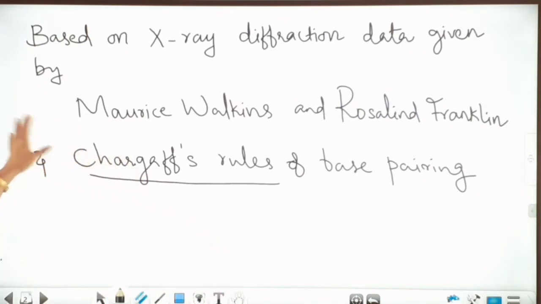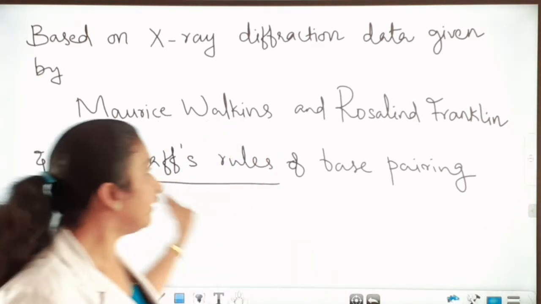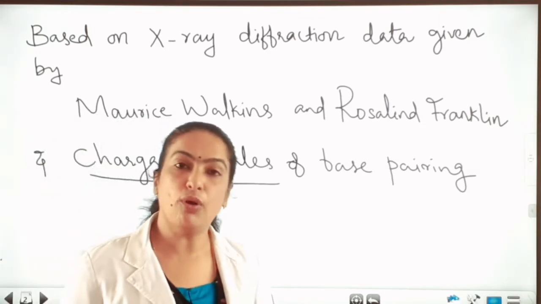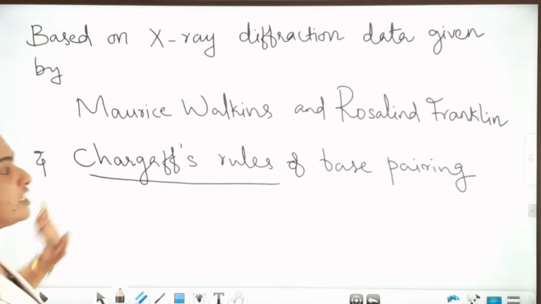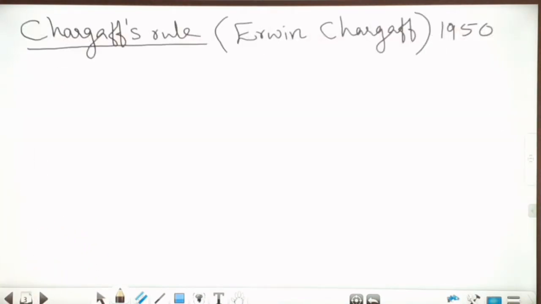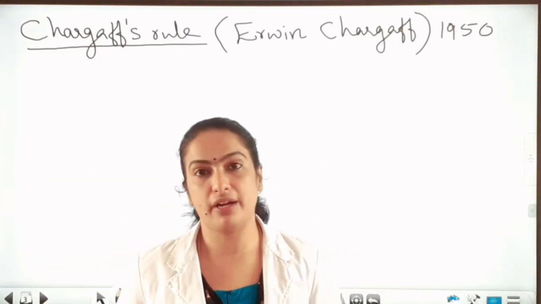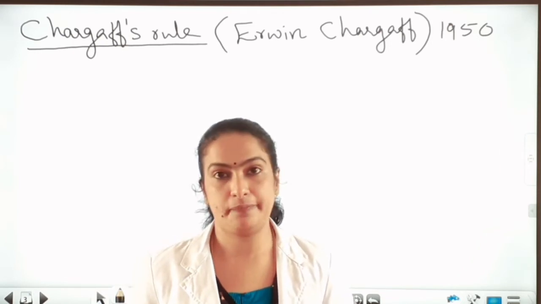by Maurice Wilkins and Rosalind Franklin and Chargaff's rules of base pairing. So based on these factors, they proposed the double helix model of DNA. And among that, Chargaff's rules of base pairing are very important. Let's see what Chargaff's rule is. Actually, Chargaff's rule was proposed by Chargaff in 1950.